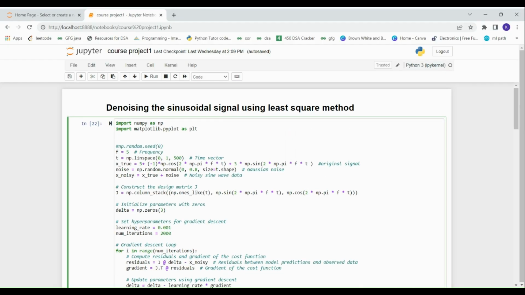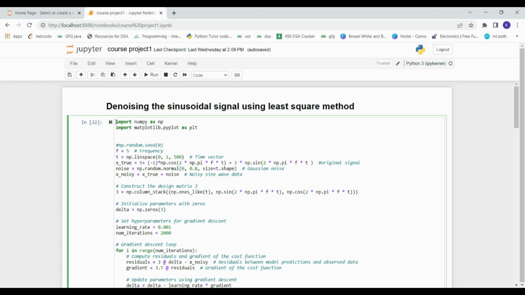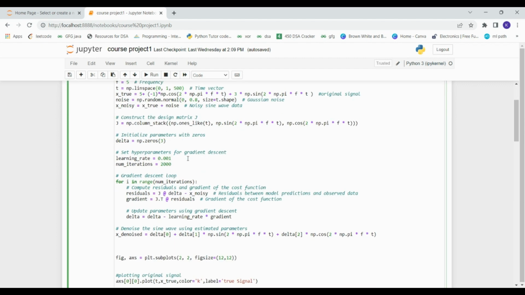Let's go through the code line by line. First, I have imported the libraries which I want, NumPy and Matplotlib. Matplotlib for the graphs, and now I defined the frequency of sinusoidal signal as 5 and create a time vector using np.linspace, which generates evenly spaced numbers from 0 to 1 with a total of 500 points. And then I have defined a true signal, original signal, as x true with frequency 5.